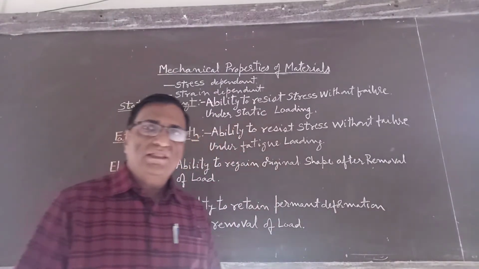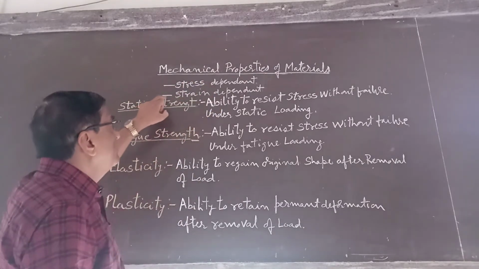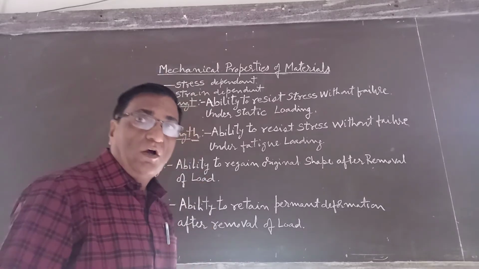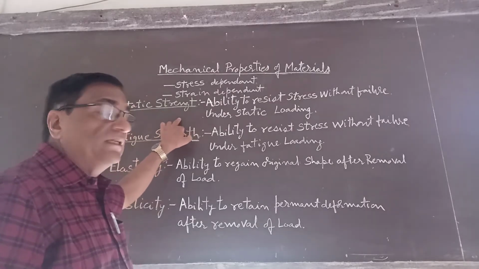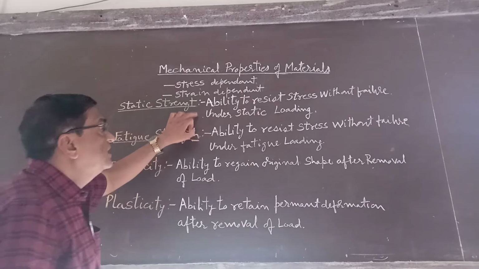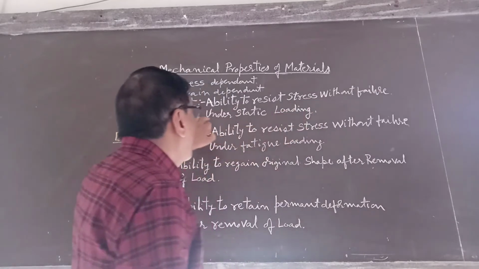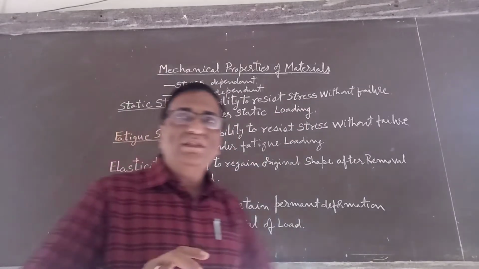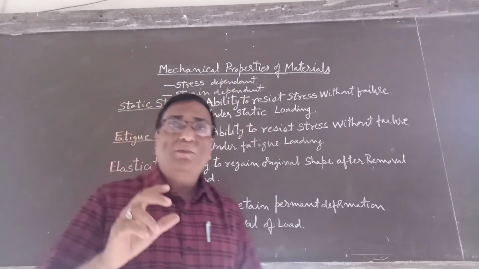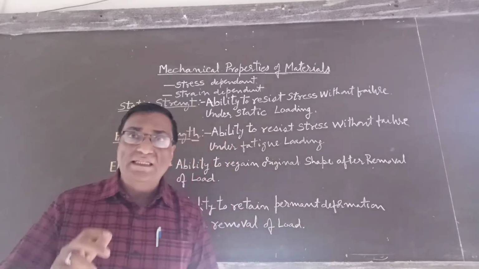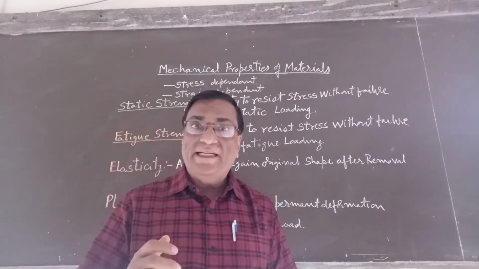Now, mechanical properties are of two types. They are stress dependent properties and they may be strain dependent properties. Now, the first property is the static strength of the material. The static strength of the material is defined as the ability to resist the stress without failure under static load. Static load means a load whose magnitude is not changing with time. This property, static strength, is the ability to resist the stress without failure under static condition.